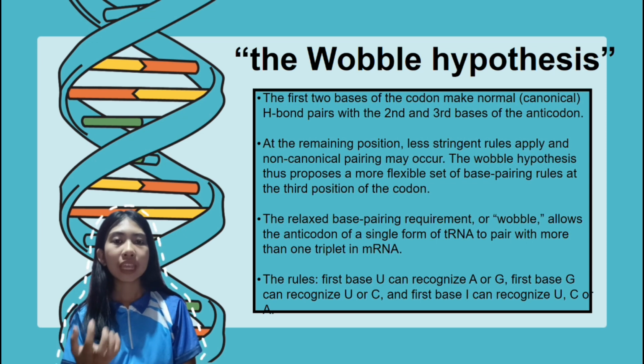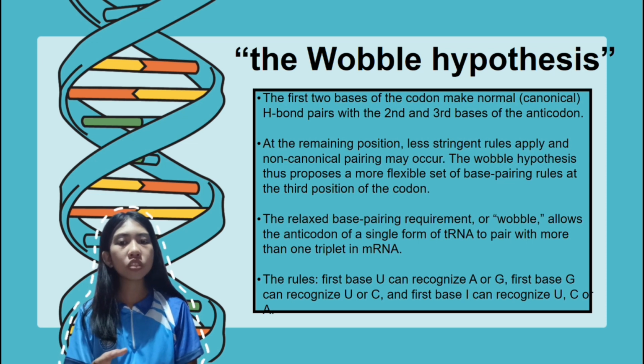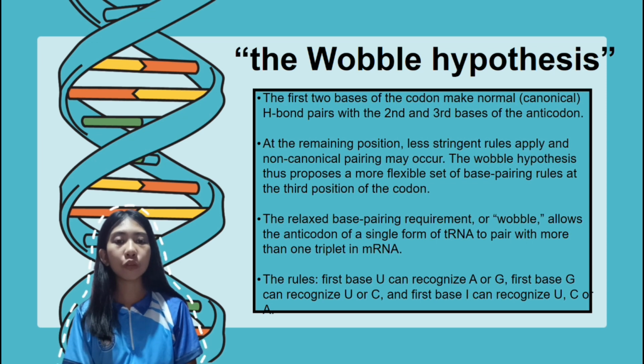That is why Crick came up with this hypothesis or conclusion. The first hypothesis he came up with is that the first two bases of the codon make normal or canonical hydrogen-bond pairs with the second and third bases of the anticodon. At the remaining position, less stringent rules apply and non-canonical pairing may occur.